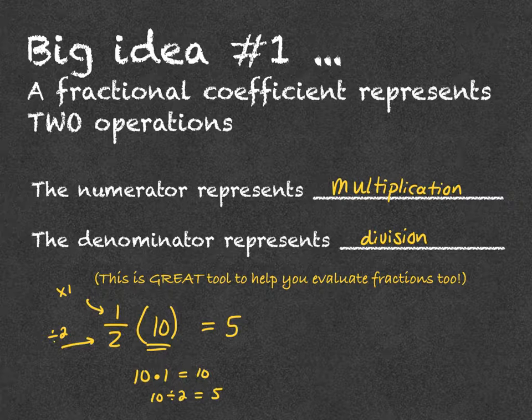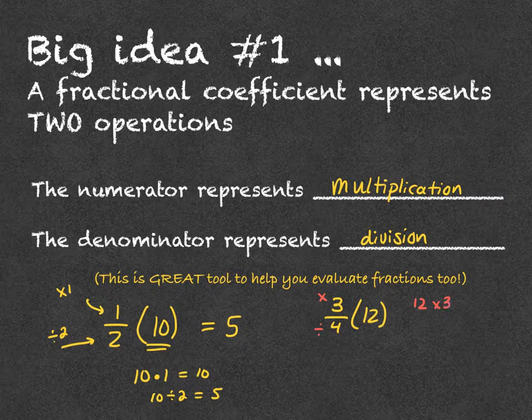Let's try it with something like 3/4 of 36. Oh, let's change that to 3/4 of 12. So what is 3/4 of 12? Well, I know that the top number is what I have to multiply by, and the bottom number is what I divide by. So I'd start with my number 12, and I have to multiply it by 3, which gives me 36. And then I take that answer and perform the denominator, which is divide by 4, which gives me the number 9.